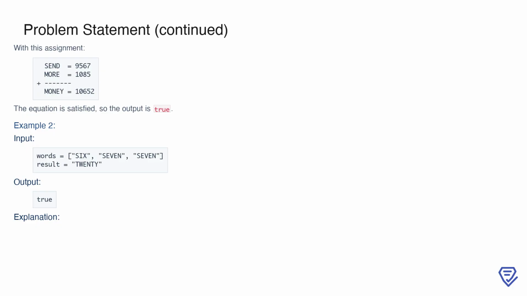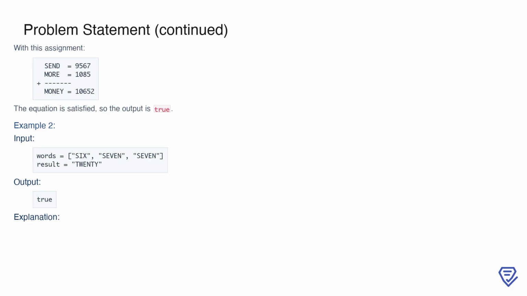Using the assignment from the previous example, we can calculate the numeric values of the words. SEND would translate to 9567, MORE to 1085, and their sum is 10,652, which matches the value of MONEY. Since the equation is satisfied with this assignment, the output is true.